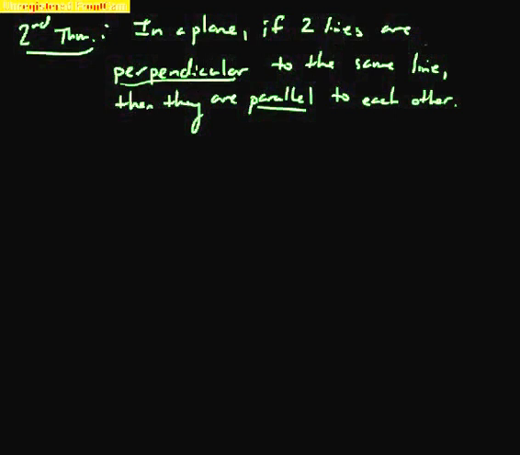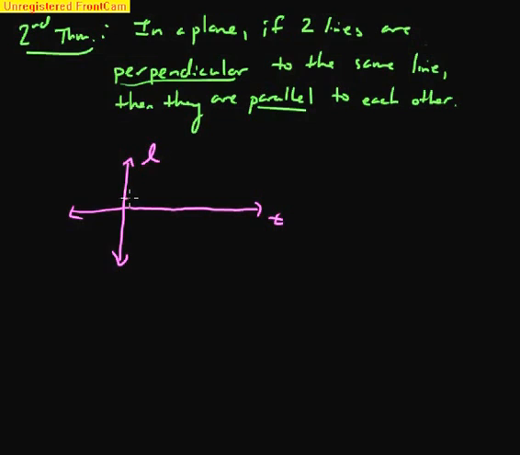So let's draw this picture down here and let's talk about it. So here's my first line. Again, let's call it L. And it is perpendicular to, say, this line. Let's call it T for convenience. So I know that L is perpendicular to T. Remember, that's the perpendicular symbol, the upside down T. And let's draw another line perpendicular to T. Let's call it M. I'll do better drawing as I go along. So we know that M is perpendicular to T.